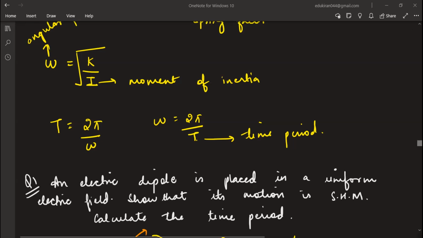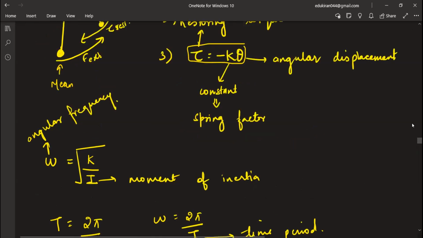Once SHM is proved, you can get the value of the constant, the spring factor. And once you have k, you can calculate the angular frequency, time period, whatever it is.